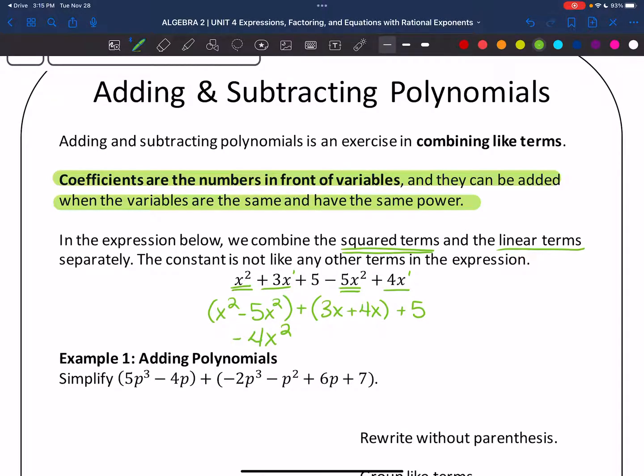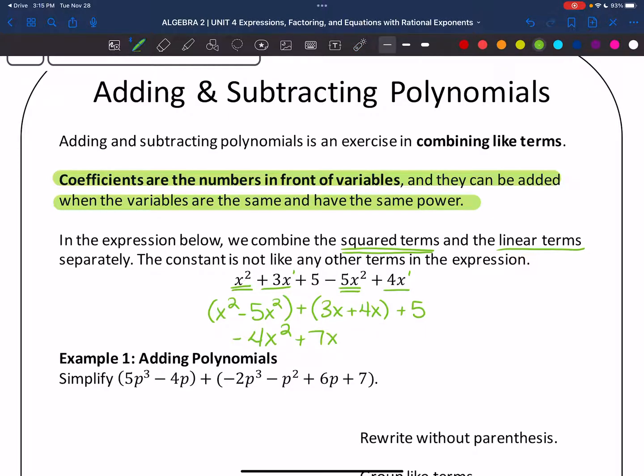Then our linear terms, what are we going to do? Add the coefficients. Add the coefficients. That's all that is required of us when we are combining like terms. When we are combining like terms, we add our coefficients, or sometimes it is subtracting, which is just adding a negative. So add the coefficients. What are they? 3 and 4. 3 and 4 are the coefficients, so we will have 7x.